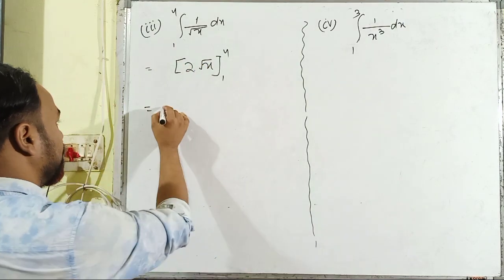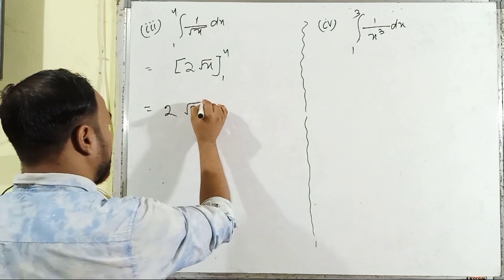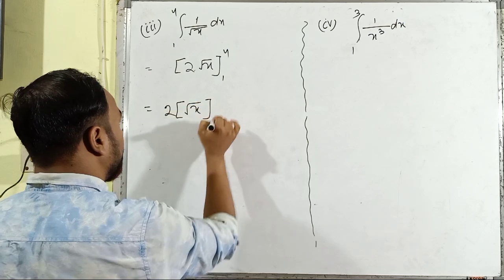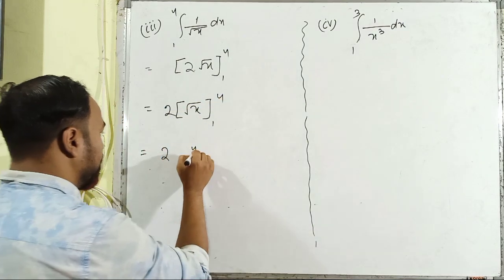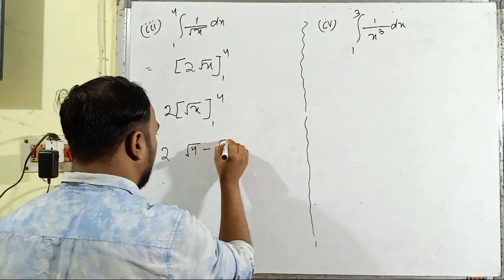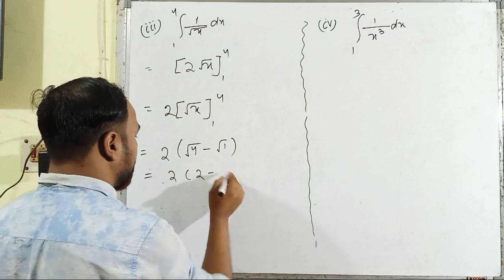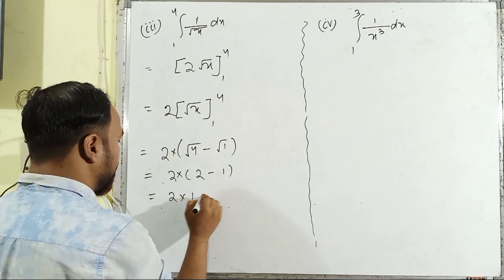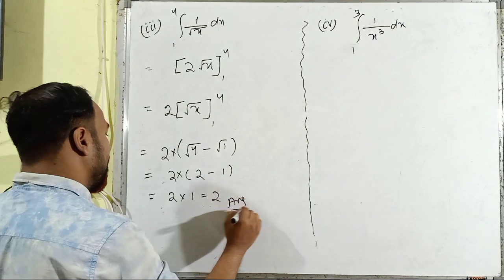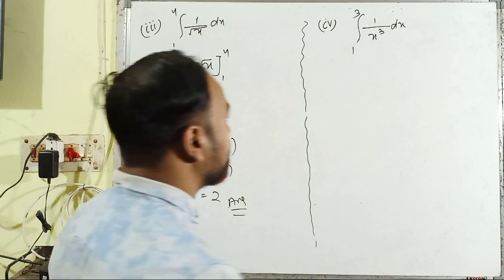Then taking 2 outside of the operation here, now putting the value of the upper limit first minus putting the value of the lower limit, it is 2 times (2 minus 1), it is 2 multiplied with 1, it is 2, and here is the answer of the third bit. Then moving towards the fourth bit.